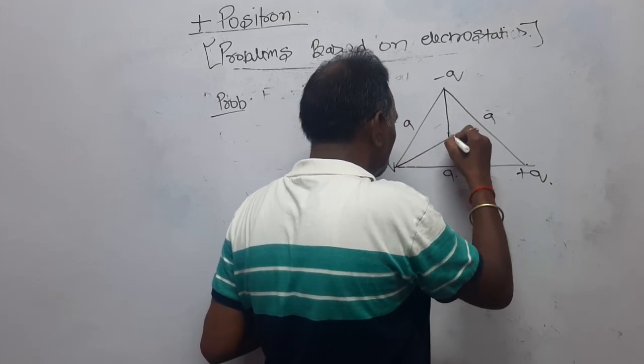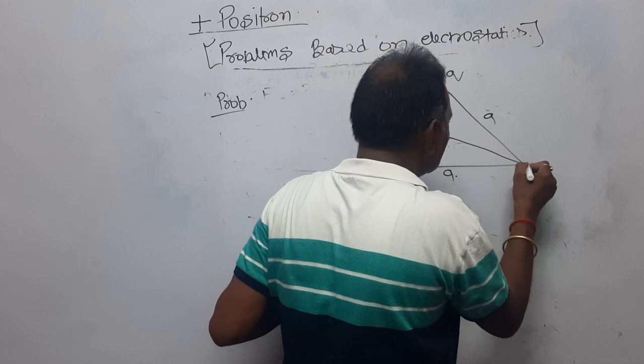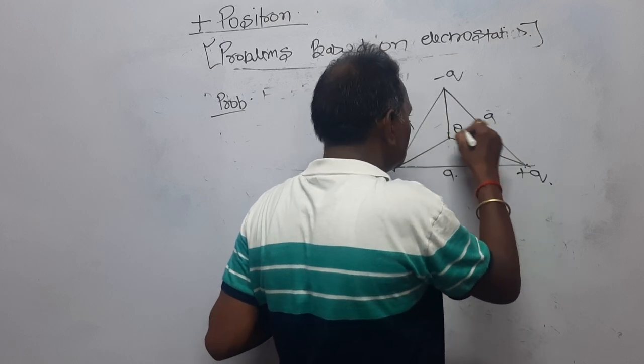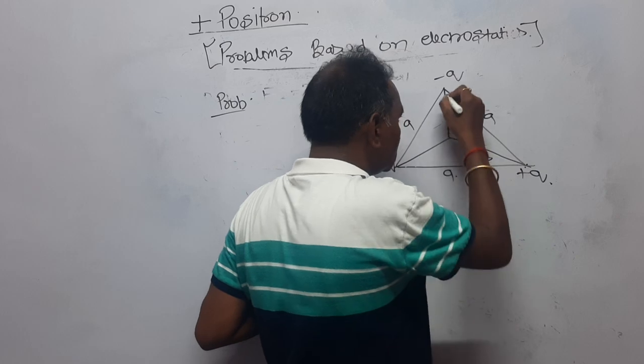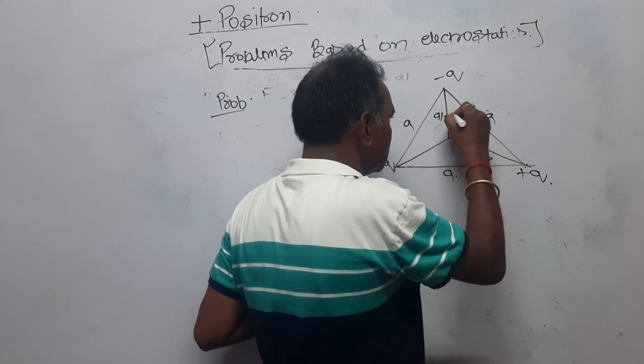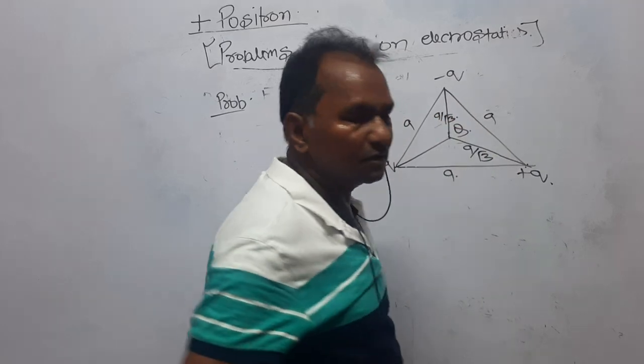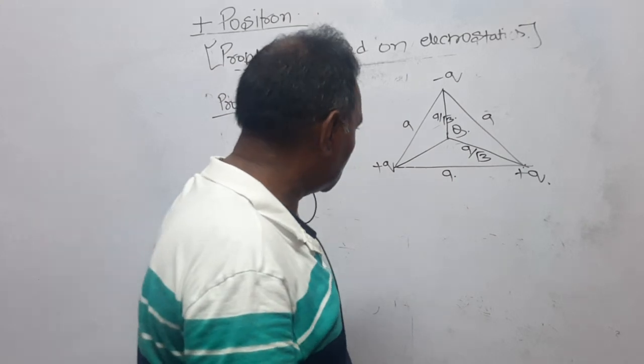Dear student, this is the centroid where charge is q, and this is a by root 3. All these sides are a by root 3. Now at this point we have to find out first.